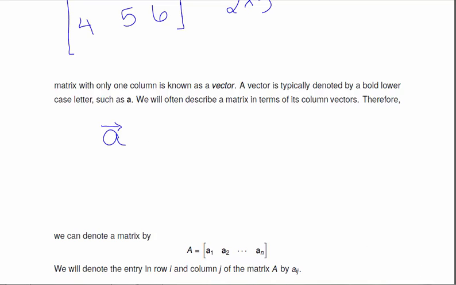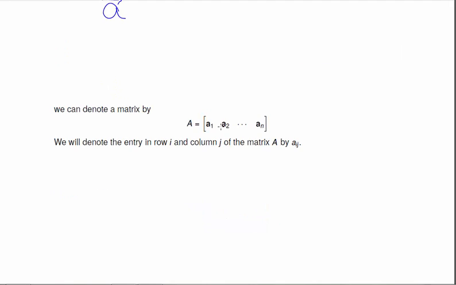And in that case, we can denote a matrix as A equals a1, a2, etc. up through an, where each of these is just a single column of A. And finally, the entry in row i and column j is denoted by a sub ij.